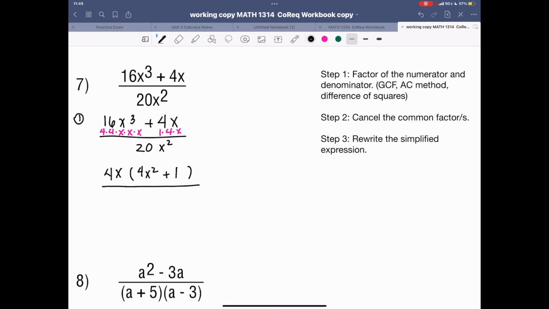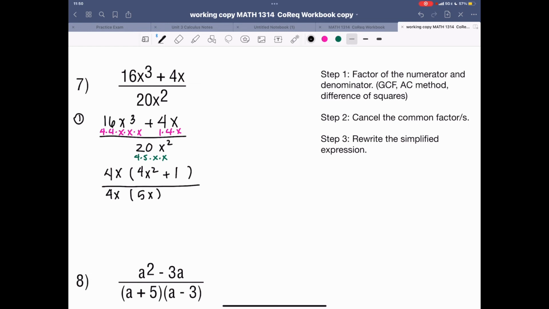Now I'm going to factor out the denominator. In the denominator, I have a 20x squared. But we want to use the number 4, so that's going to be 4 times 5 times x. So my GCF there, again, we want it to be the same, so we're going to use 4x. So I'm left with 5x.